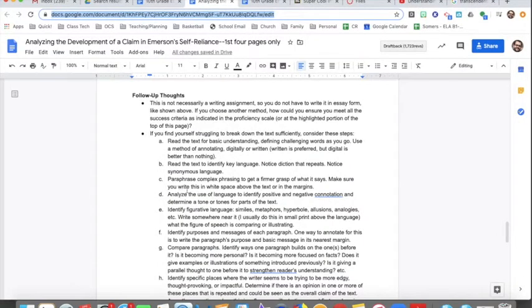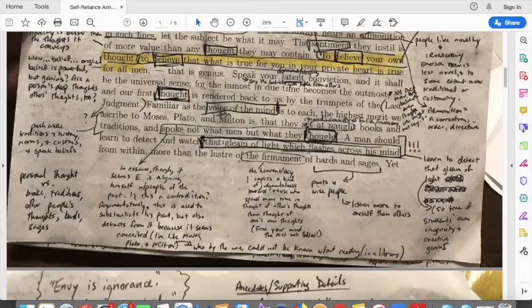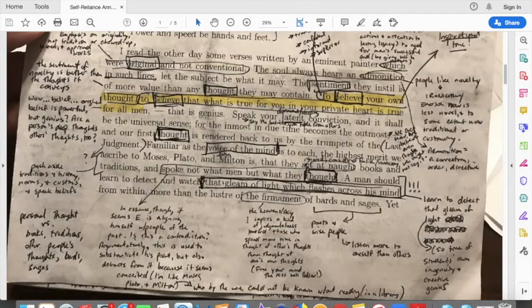Next, it says, analyze the use of language to identify positive and negative connotation and determine a tone or tones for parts of the text. So, at this point, I've only really touched on some of the things that I have done. Obviously, I just said that there are a lot of different comments that I make here. Some are reactions to the text, where I get to digest it and make application, and I think about it. Some of them are different ways of conveying the text.